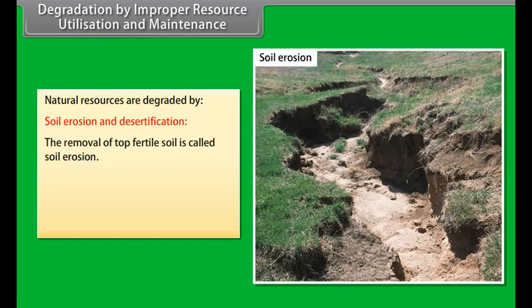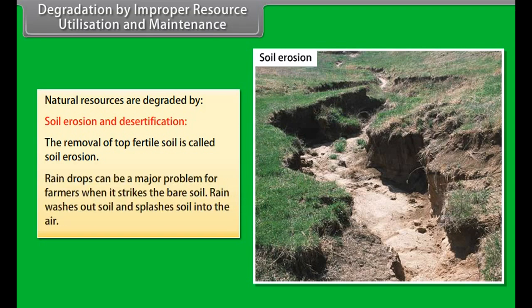The removal of top fertile soil is called soil erosion. Raindrops can be a major problem for farmers when they strike the bare soil. Rain washes out soil and splashes soil into the air.